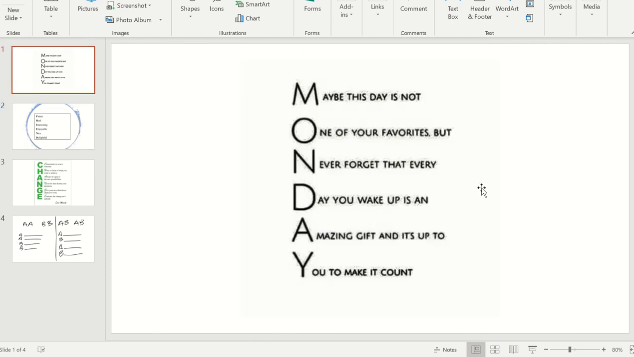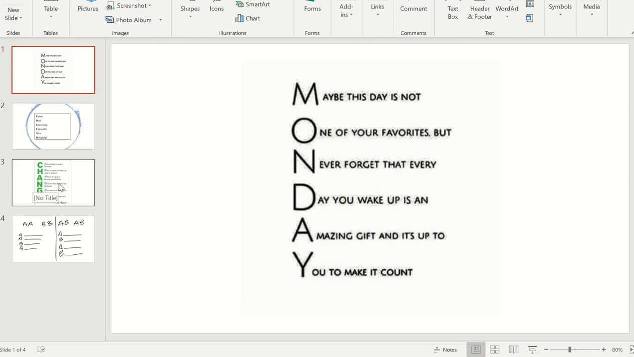You can also do it this way. They chose to take it up a notch, and they chose to not just use one word but make phrases. So this one's kind of cool because it's actually one large ongoing thought. So Monday, maybe this day is not one of your favorites, but never forget that every day you wake up is an amazing gift and it's up to you to make it count. This is like one long sentence, one long phrase that runs together. I thought that was pretty cool.